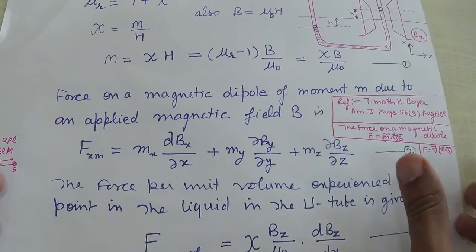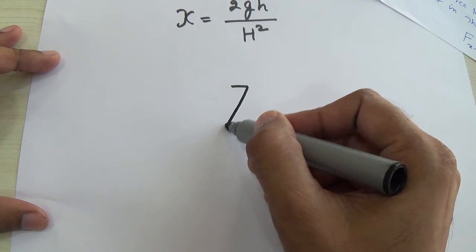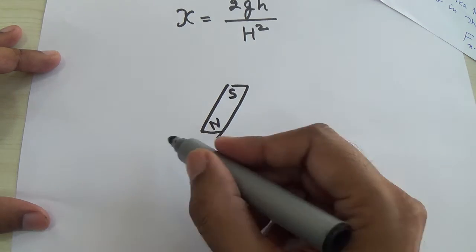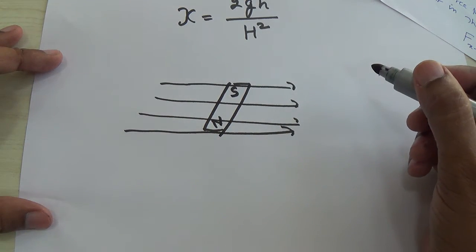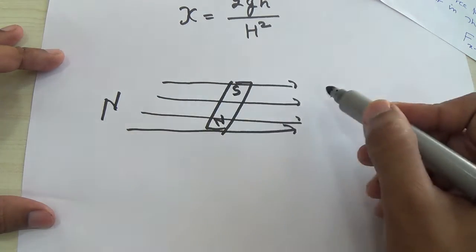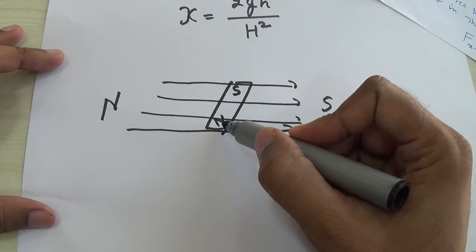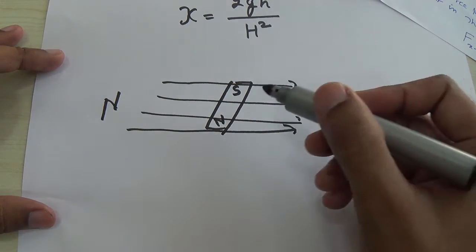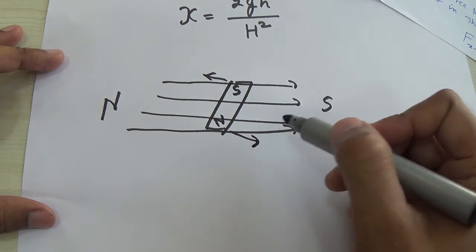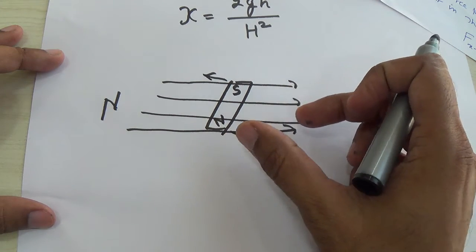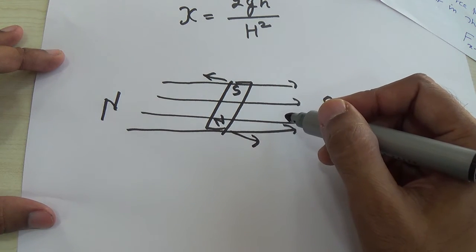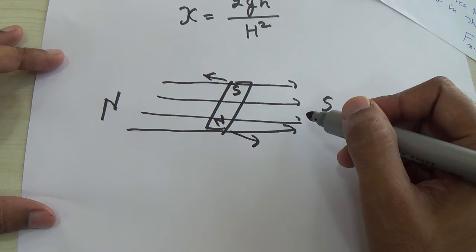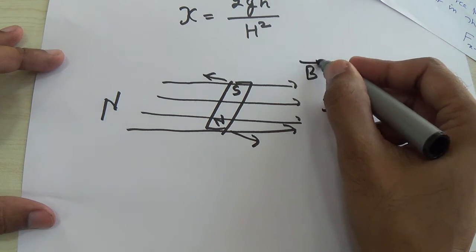You can understand it this way: I have a magnetic dipole, north and south, in the presence of external magnetic field. What will happen? If this is N and this is S, then N will repel N and S will attract towards this side. So a torque is exerted on it, and because of that this magnetic dipole starts to rotate. Or, on the other hand, you can say that the external magnetic field tries to align this magnetic dipole into the direction of the field. This is the direction of the field.